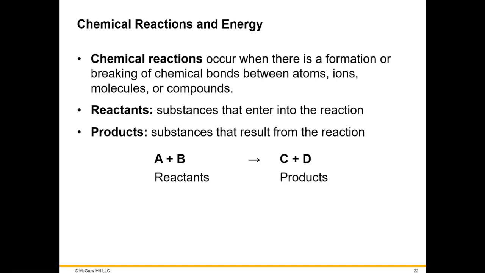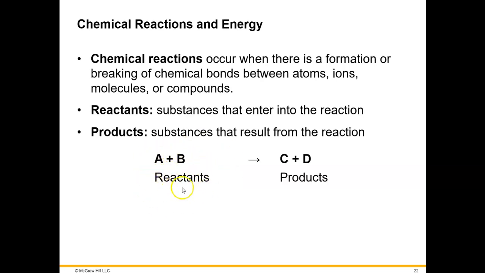Chemical reactions occur when chemical bonds break between compounds and molecules and atoms and ions. Basically, in a chemical reaction, you're going to have a chemical change. So the reactant and the product are going to be different substances. That's the important thing. In a chemical reaction, the reactants are basically like the ingredients in a recipe.